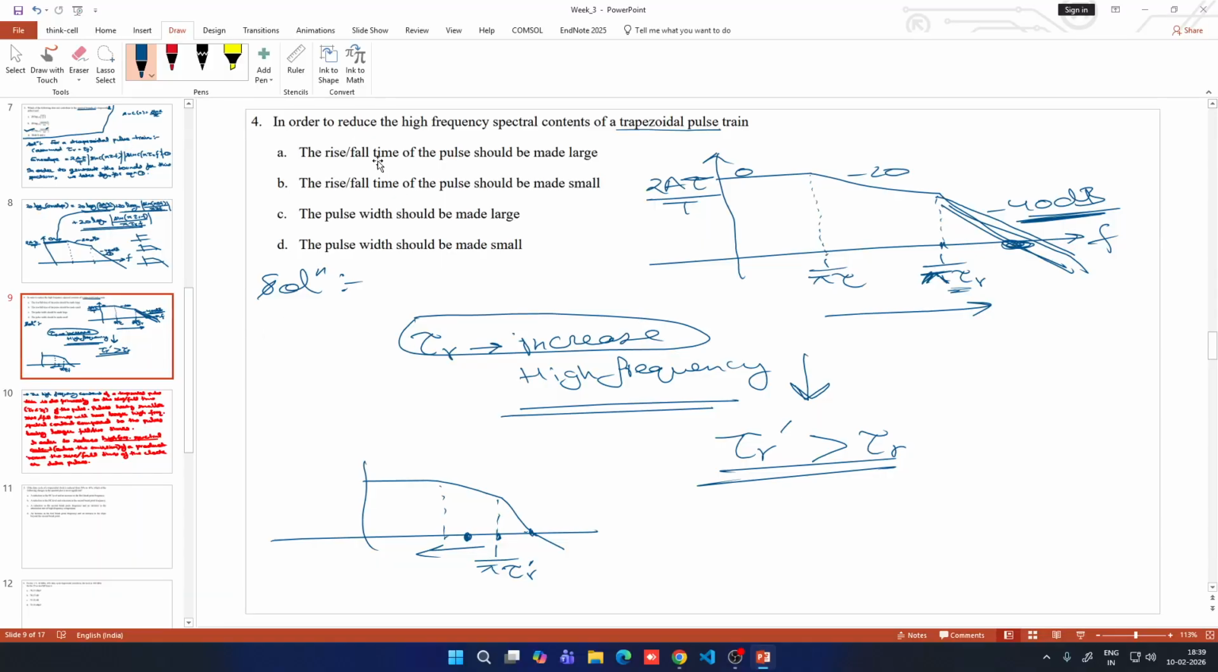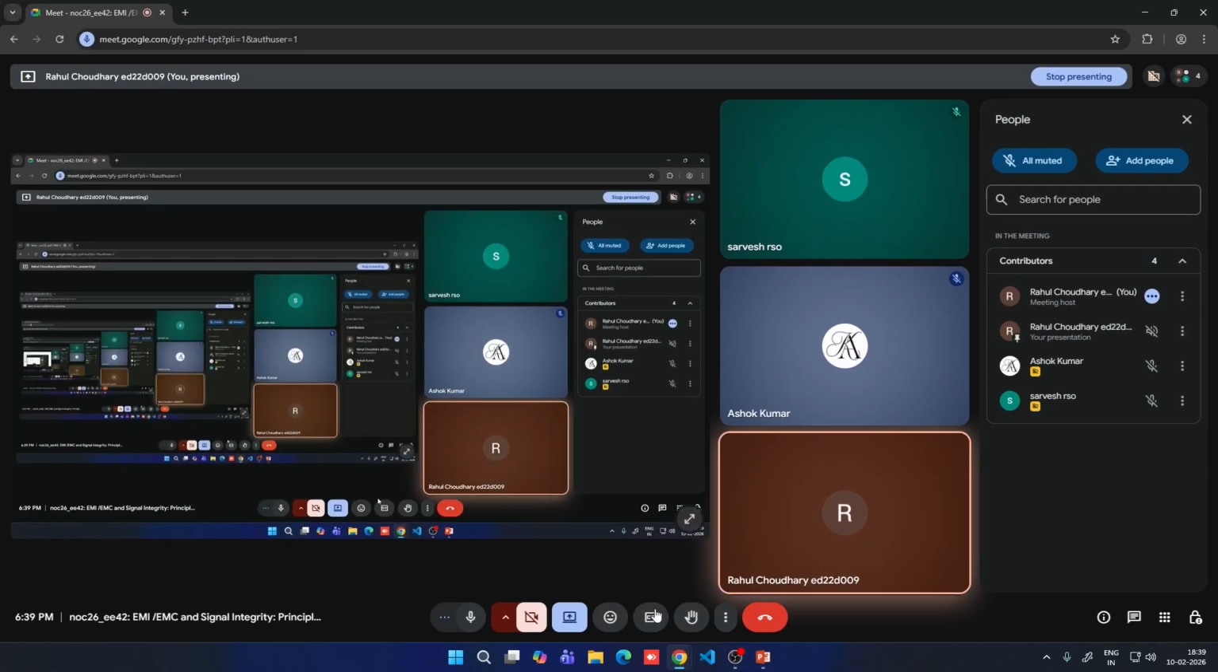So if we see the options, the question is asking us, in order to reduce the high frequency spectral content of a trapezoidal pulse train, what we have to do: we have to increase the rise or fall time. So the rise and fall time of the pulses should be made large. So the correct option is option A. I hope question 4 is clear. If you have any doubt in this, please let me know.